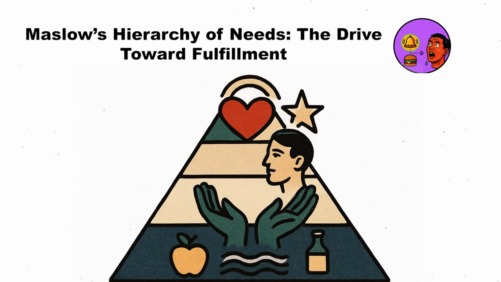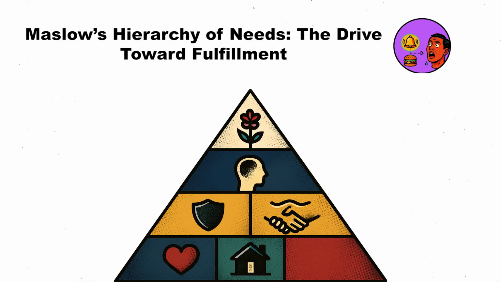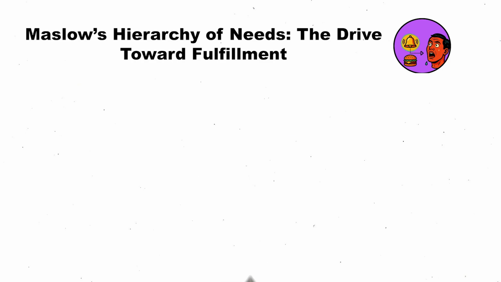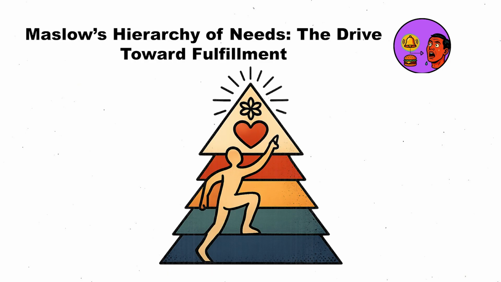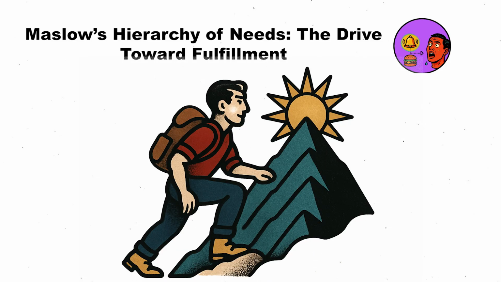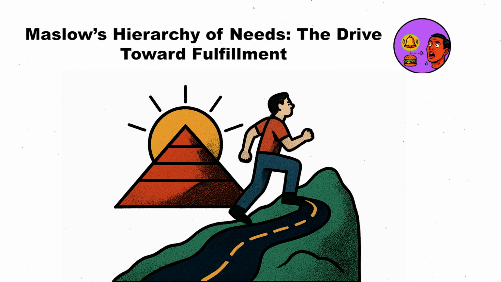At the foundation are essentials like food, water, and safety. Above them come love, belonging, and esteem. Only when these layers are met does a person reach the top. Self-actualization, where creativity, morality, and purpose flourish. Maslow's model reframed motivation as a journey of growth rather than survival.